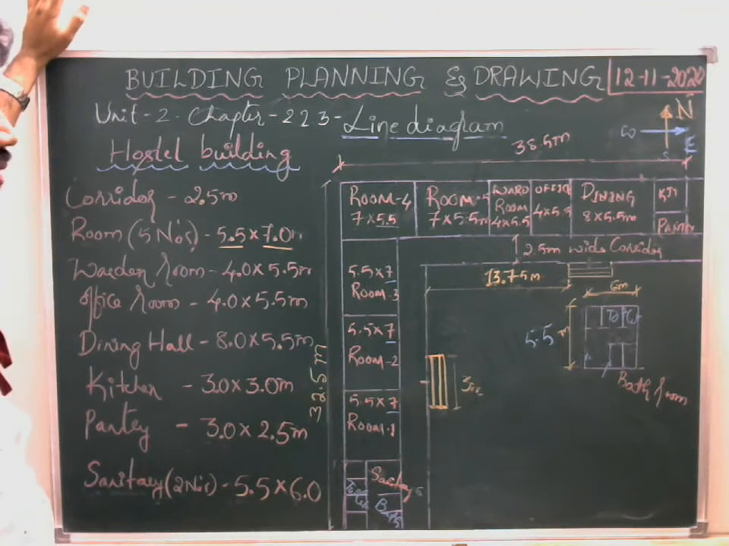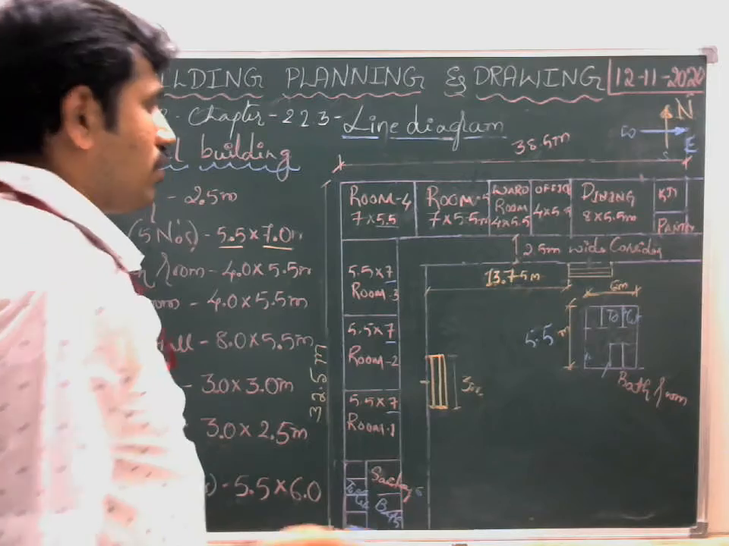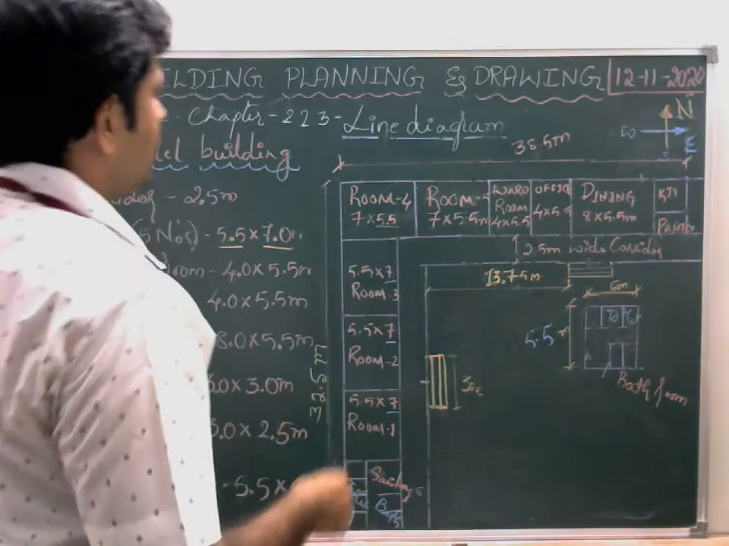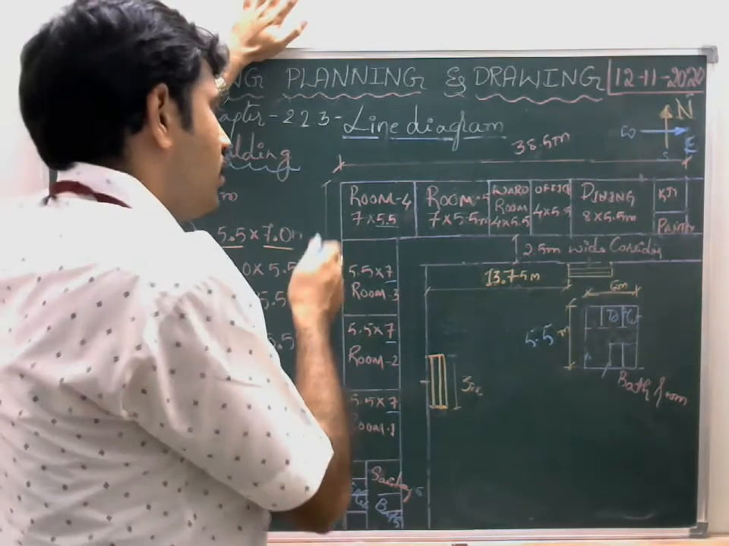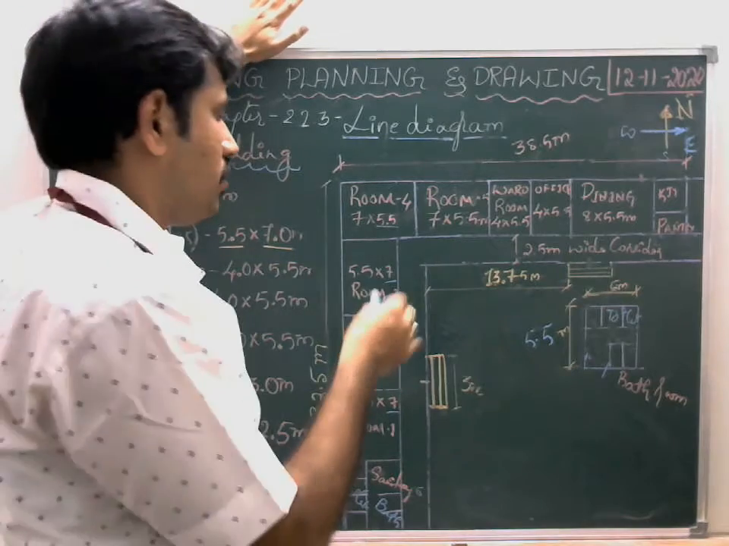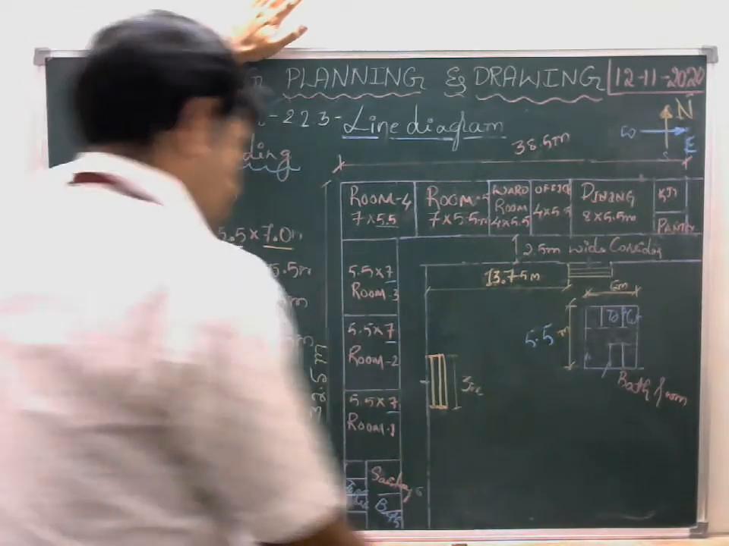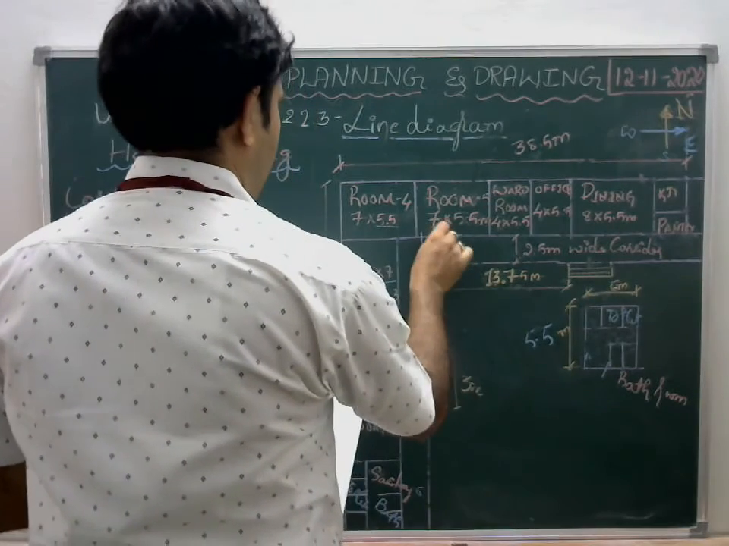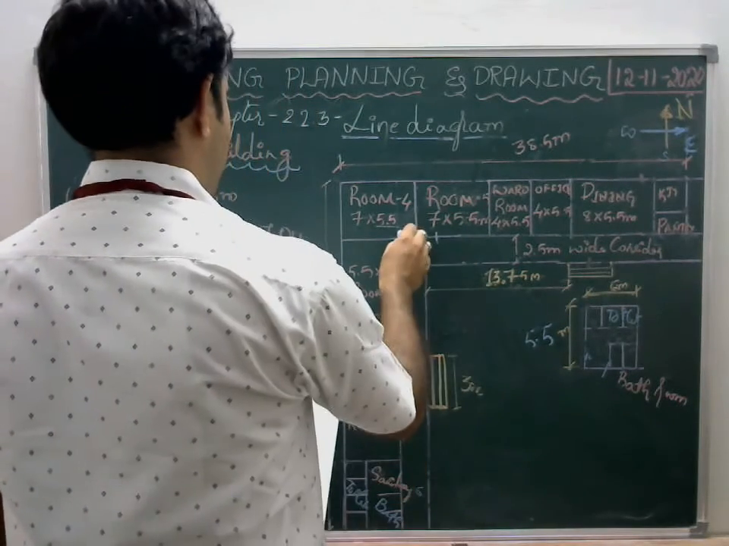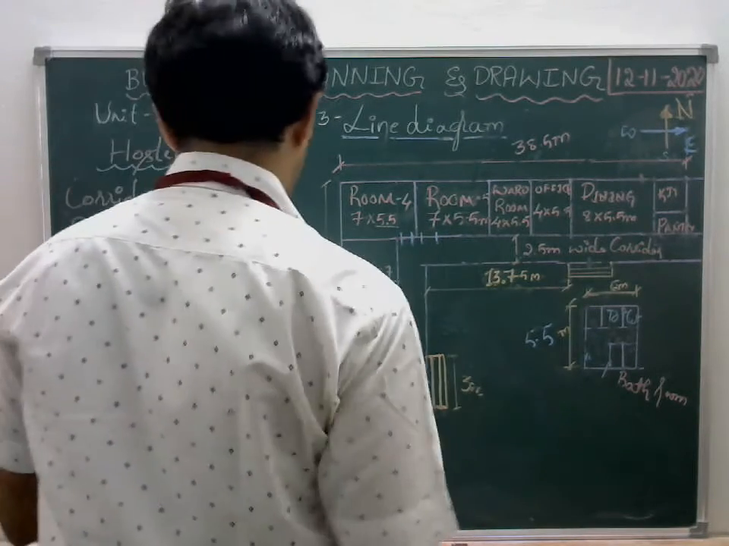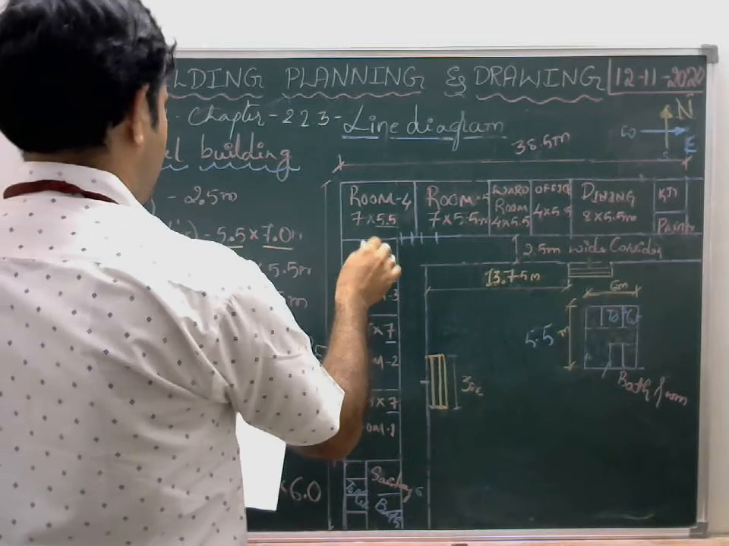So this is about line diagram preparation for the hostel building. And again, one important thing I have left out. So now this is a line diagram. In this line diagram, I have to show the details of openings, that means doors and windows. So we're going to show it like this. Here I will provide a door. I will tell you how to prepare schedules of doors and windows.